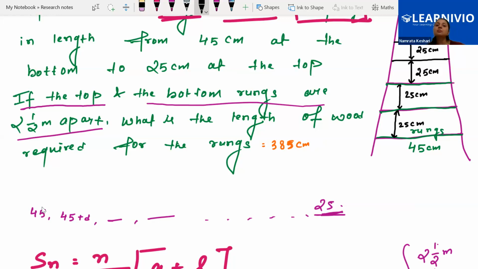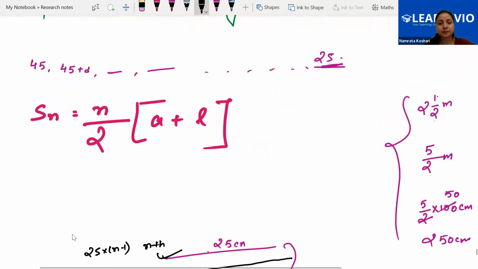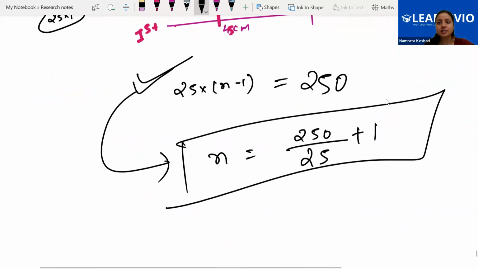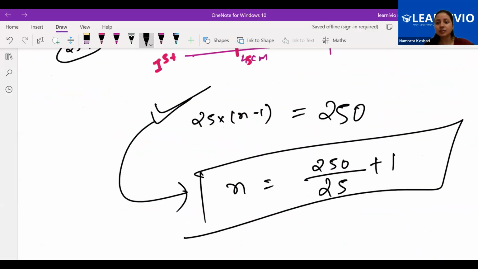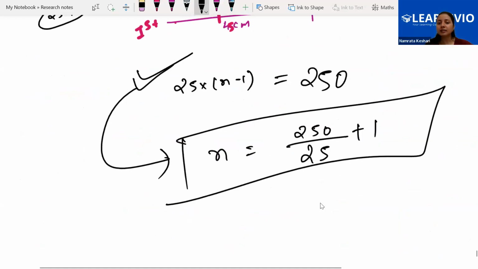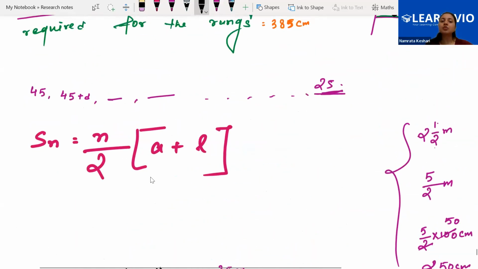Is it clear, Sumaya and Ziana? Yes, Ziana, are you there? Yes, ma'am. Is it clear now? Yes, ma'am. Okay, like this we will find the value of n from here, do the calculation and let me know what is Sn.